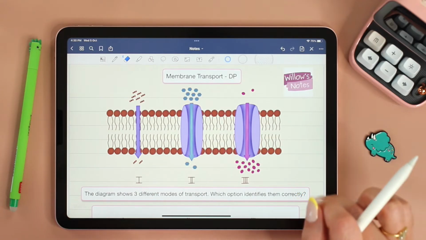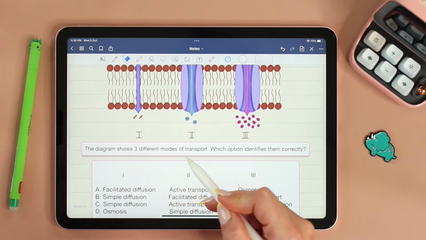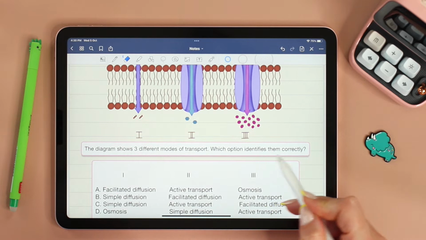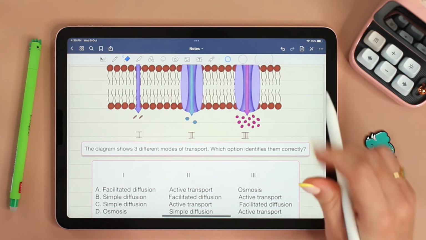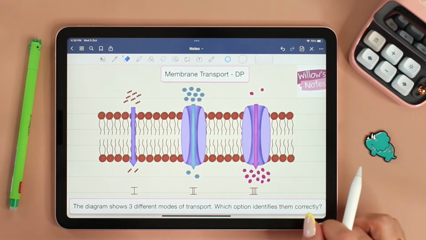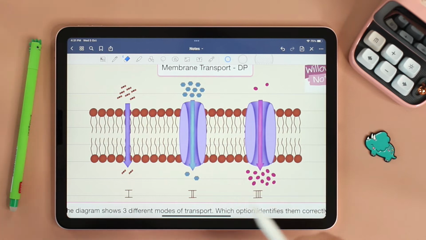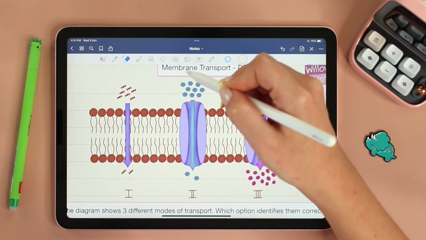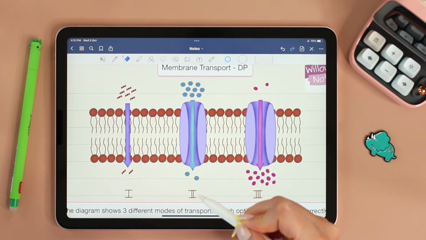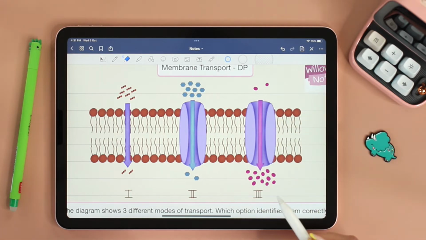Let's start with the first question. The diagram shows three different modes of transport. Which option identifies them correctly? So if we zoom in a little bit on the diagram, as we can see, we have three modes of transport. The first thing we should look at is the concentration. Are the molecules moving from high concentration to low concentration, or are they moving from low concentration to high concentration?